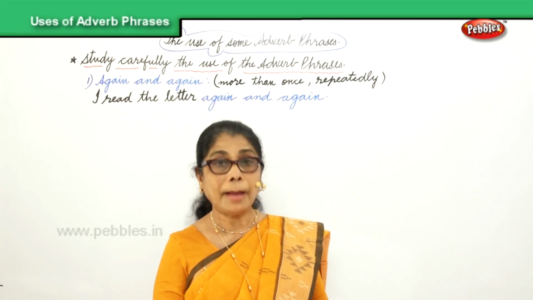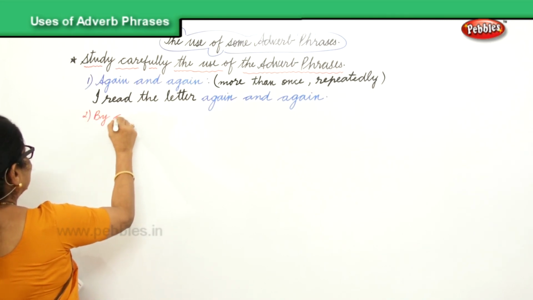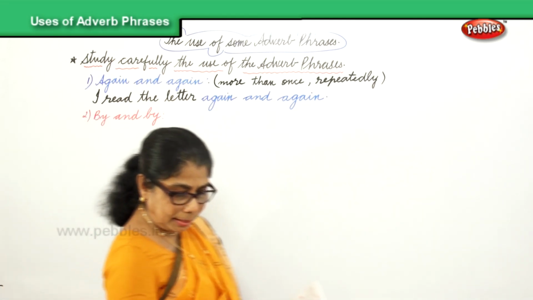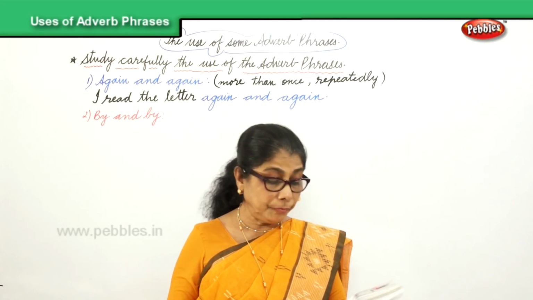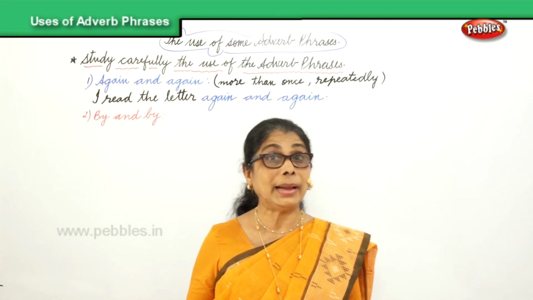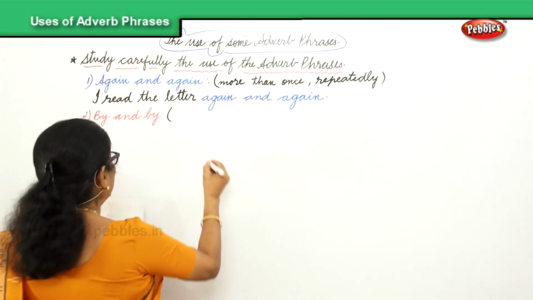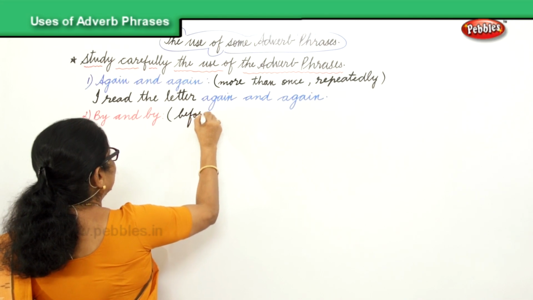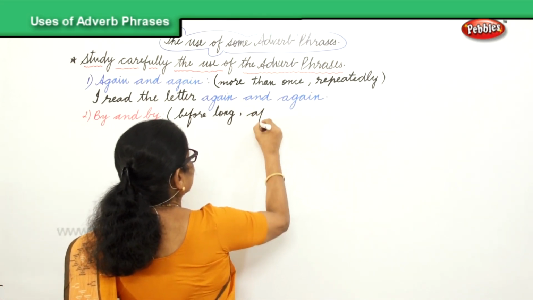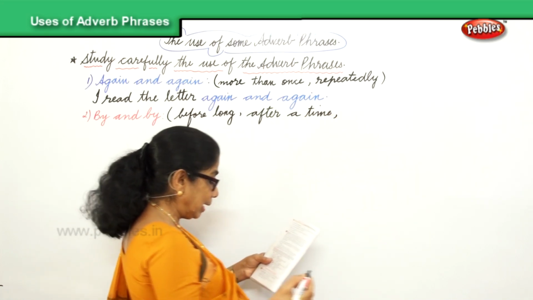Next, we are going to look at the word by and by. That's the second one. What is the meaning of by and by? By and by, when we say before long, presently, after a time, by and by, he will come. By and by, the rain will stop. By and by, it'll get better. When you say by and by, we mean before long, or we also mean after a time, or we can also say presently.